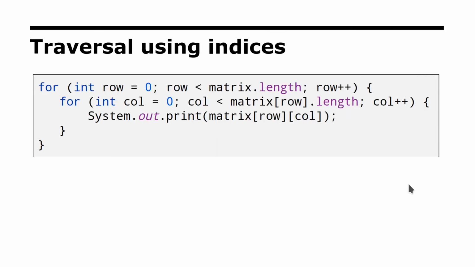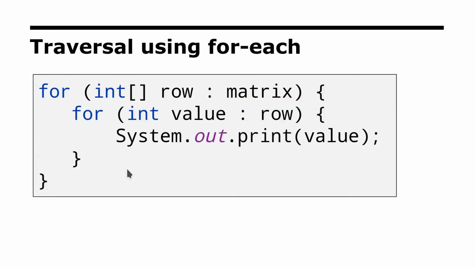Now, traversing an array using indices, for example, I could use i and j, or I could use row and col or column as variable names. So first I'm traversing the rows from 0 up to the matrix's length. So I will be getting each and every row. And then in the nested loop, on the second level, I will be going through each row, and I will be using a column variable to traverse this specific row.